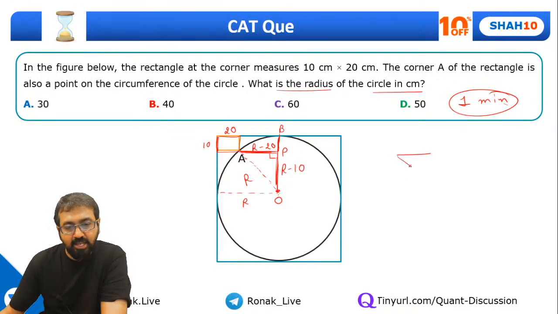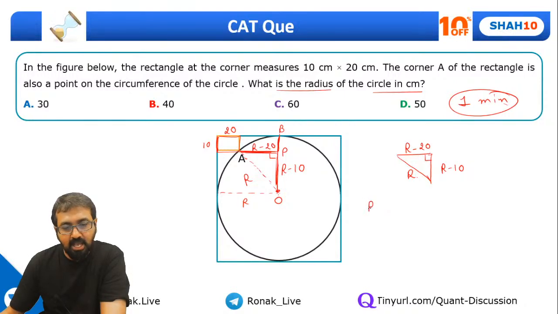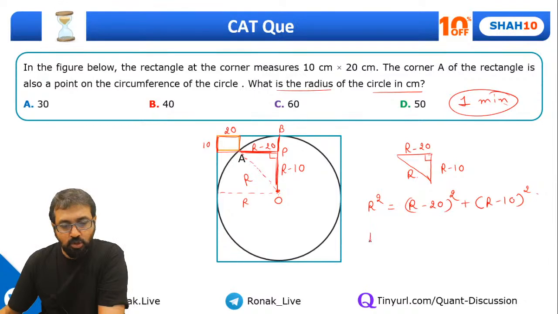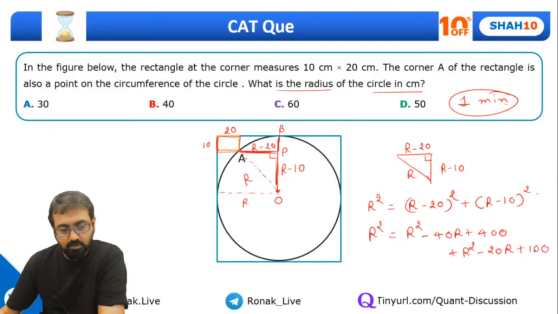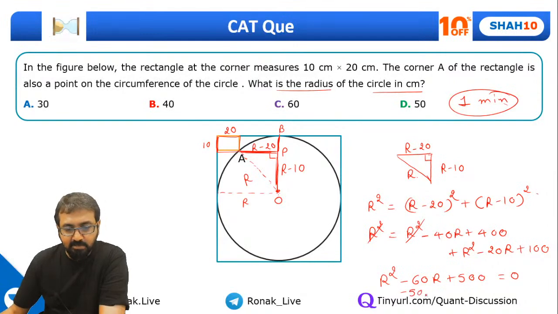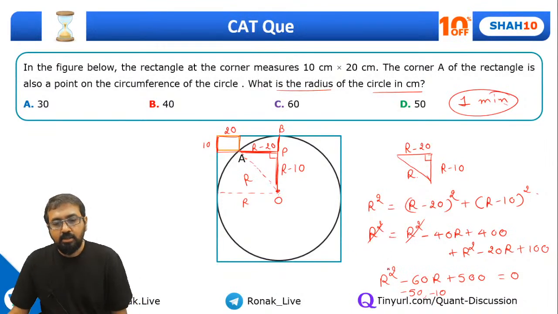So now I have a right angle triangle like this one. This is R minus 10, this is R minus 20 and this is R. So now of course we can apply the Pythagoras theorem. So we can say R square is equal to (R minus 20) whole square plus (R minus 10) whole square. Yes, everyone? Okay, so let's solve this one and then I'll show you a shortcut as well. So this will come out to be R square minus 40R plus 400 plus R square minus 20R plus 100. So this R square will get cancelled off, so we'll be left with R square minus 60R plus 500 equal to 0. Definitely this can be split as minus 50 minus 10. Yes or no, everyone?